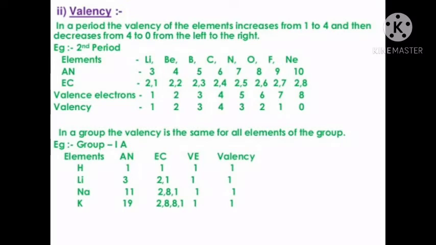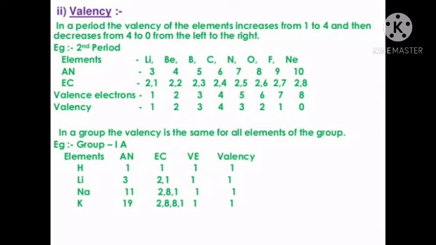Valency of elements are 1, 2, 3, 4, 3, 2, 1, 0 respectively. That is for lithium 1, beryllium 2, boron 3, carbon 4, for nitrogen 3, then for oxygen 2, fluorine 1, neon 0. In a group, the valency is the same for all the elements of the group.